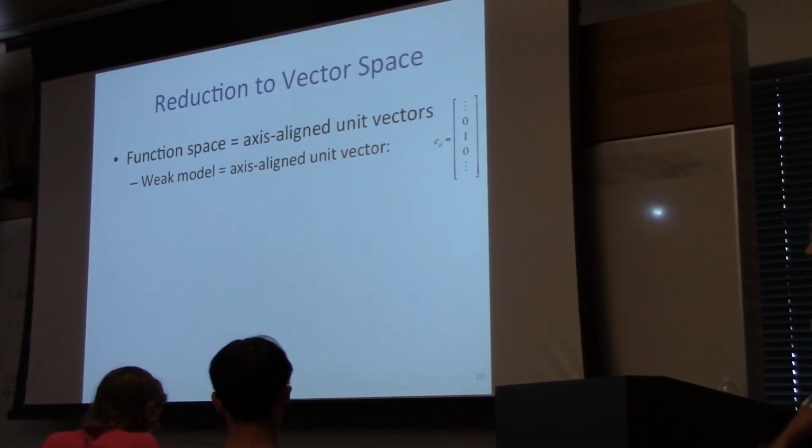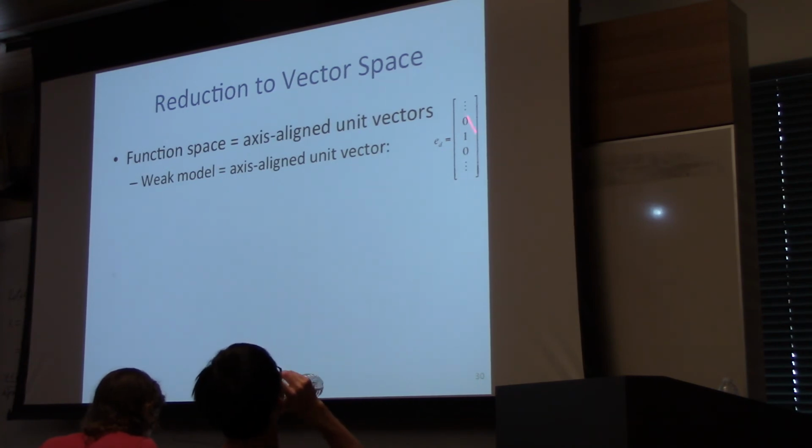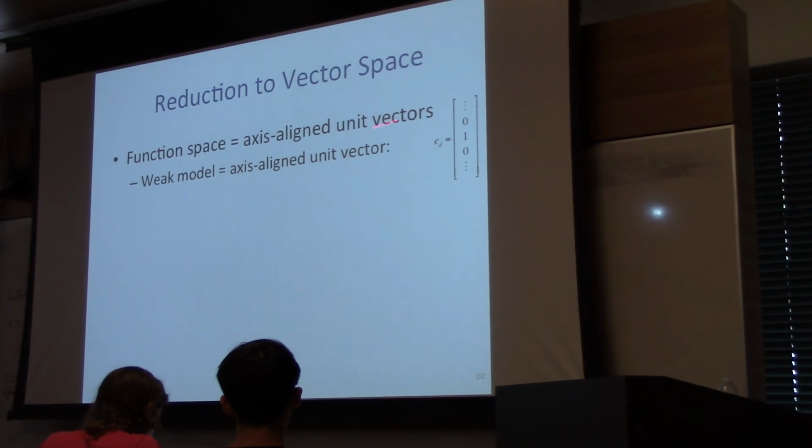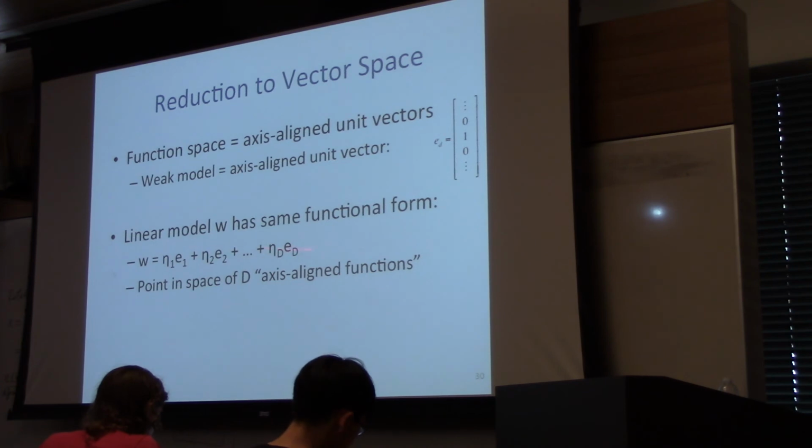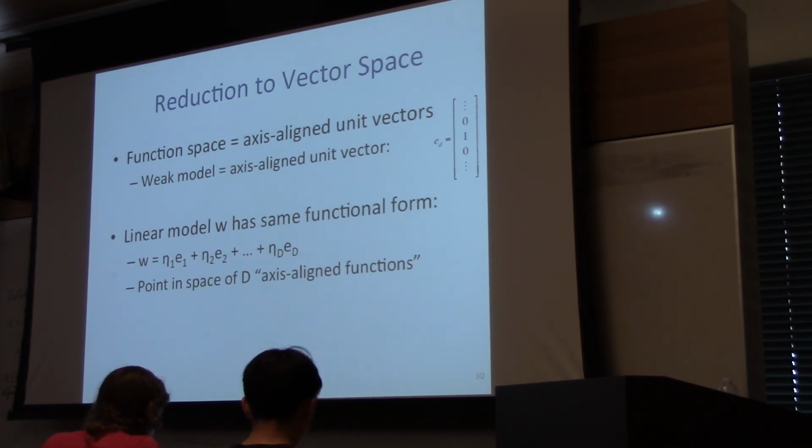Right. So I mentioned earlier, this strictly generalizes linear vector spaces in which you can define linear models. Right? A function space is basically axis-aligned unit vectors. So imagine we have a function space of axis-aligned unit vectors. So all the models are just a one in one dimension and zero everywhere else. Right? A weak model is an axis-aligned unit vector. Then a linear model has the same functional form over a space of d axis-aligned weak functions.